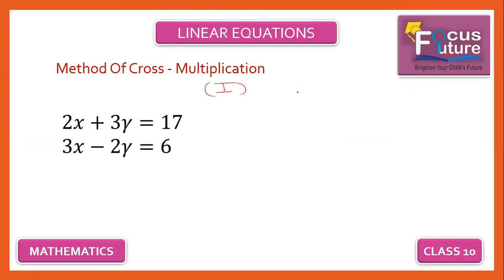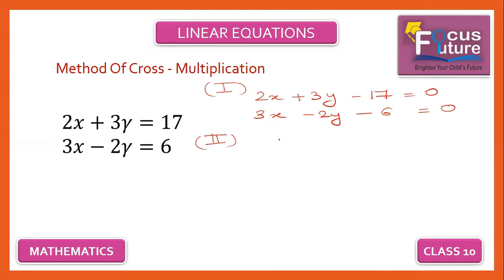So step number 1 would be, you can write your first equation as 2x plus 3y minus 17 is equal to 0. And your second equation would be 3x minus 2y minus 6 is equal to 0, right? Now your step number 2. Step number 2, write x, y and 1 and write coefficients of x.